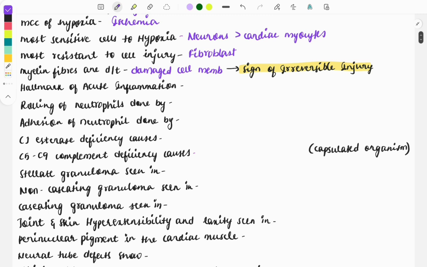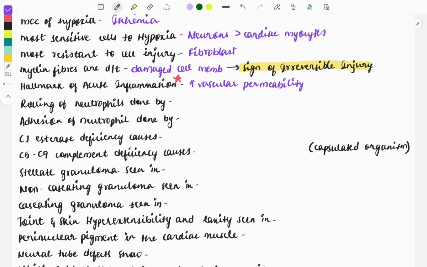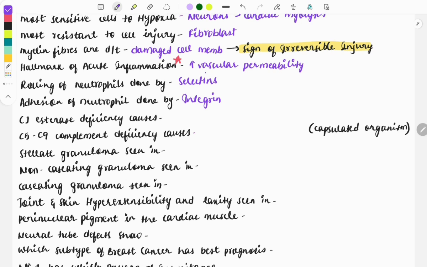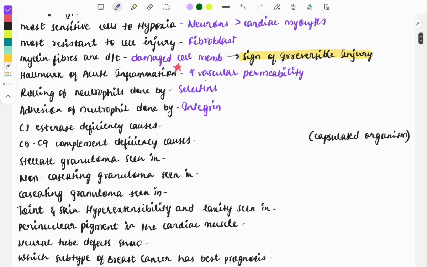Then the hallmark of acute inflammation, asked multiple times, a very important question, and the answer is increase in vascular permeability. So the next question: rolling of neutrophils is done by selectins, whereas adhesion of neutrophils is done by integrins. These are certain points related to inflammation. So you need to remember the phases of inflammation, the acute, the chronic, and their stages.